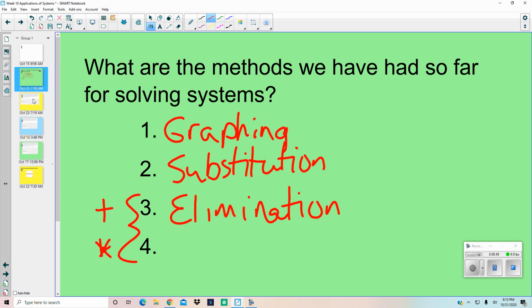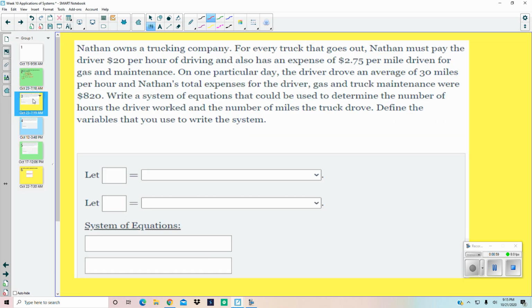All right, so for this part of the applications assignment, all we are going to do is define variables and write out what the equations would be. All right, so Nathan owns a trucking company. For every truck that goes out, Nathan must pay the driver $20 per hour of driving. Okay, so that's key information. And also has an expense of $2.75 per mile driven for gas and maintenance. On one particular day, the driver drove an average of 30 miles per hour, and his total expenses for the driver, gas, and truck maintenance were $820.